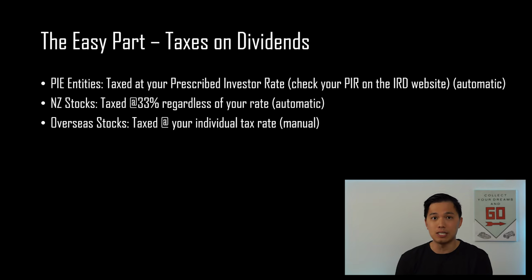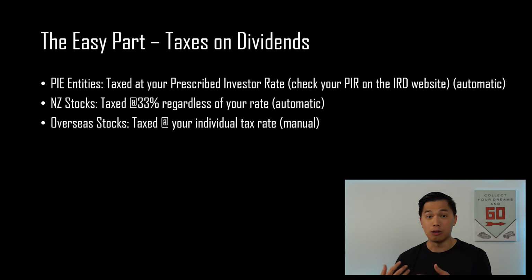Usually when you sign up to platforms like InvestNow, they'll get you to enter what your PIR rate is. And what that does is that it automatically taxes you based on your PIR. PI entities are taxed automatically, so you won't have anything to worry about as long as you've entered your prescribed investor rate correctly. Now you can check that on the IRD website if you don't know whether you've got the right PIR.